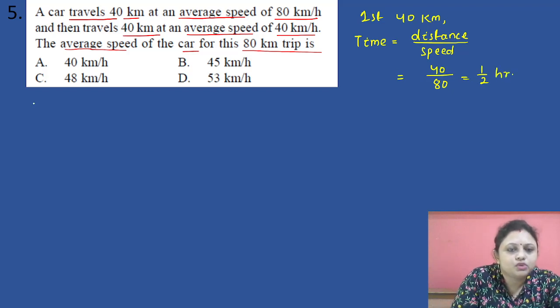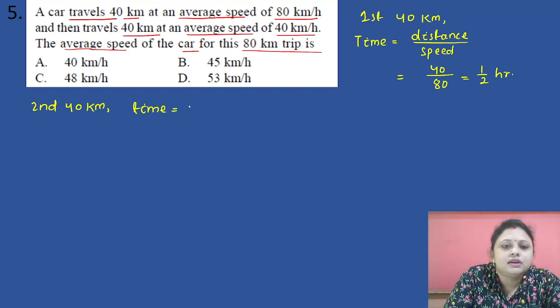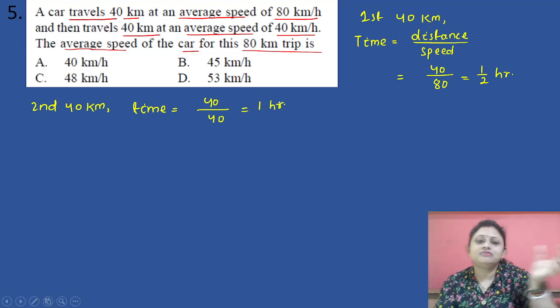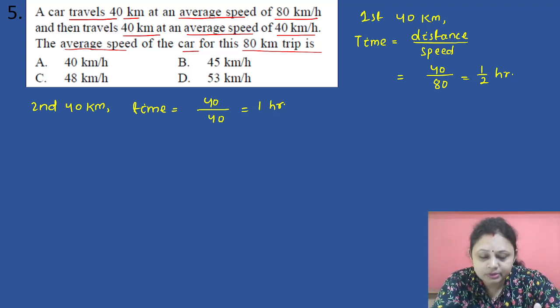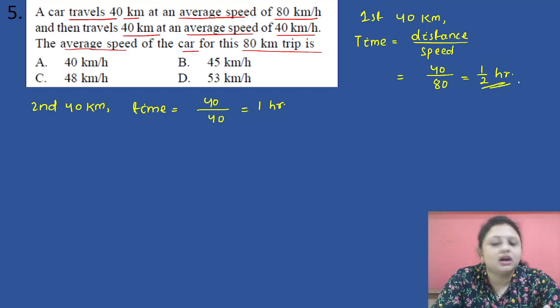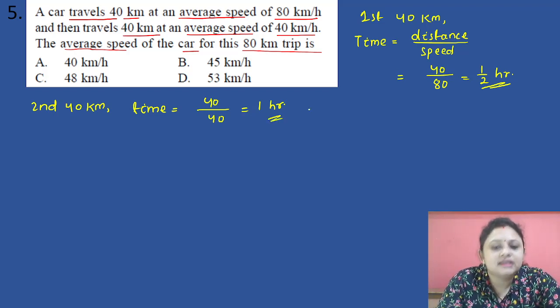Okay. Then coming to the second 40 kilometers. For covering the second 40 kilometers, the time taken is equal to the same distance by speed. Distance, as we know, is 40 kilometers, by speed, now it is 40 km per hour. Okay, that is equal to 1 hour. That means for the first 40 km at an average speed of 80 km per hour, half an hour is taken. And for the second 40 km at an average speed of 40 km per hour, the time taken is 1 hour.